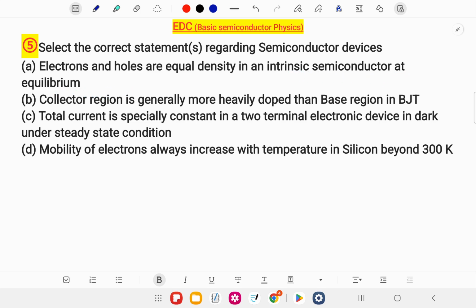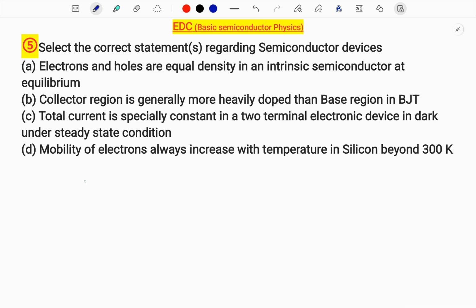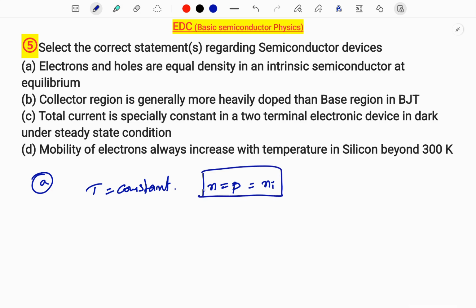At equilibrium means thermal equilibrium, means temperature is not changing, temperature is constant. At constant temperature, the number of holes and the number of electrons are equal, and that is also equal to the intrinsic carrier concentration. So option A is correct.